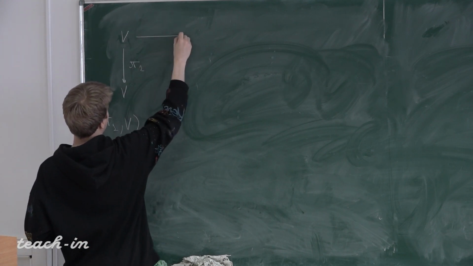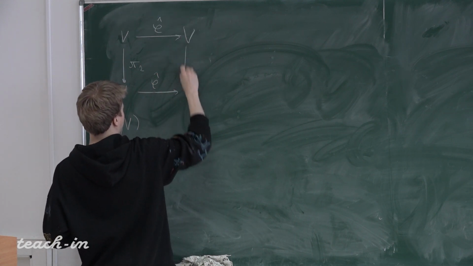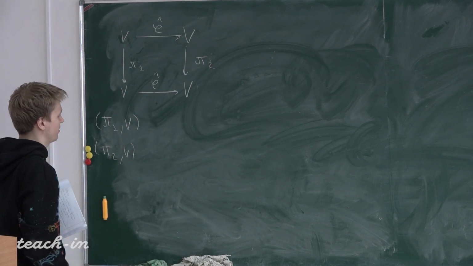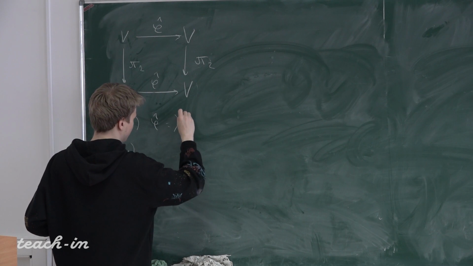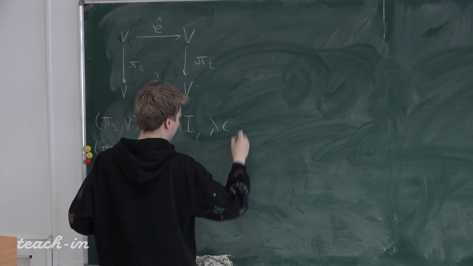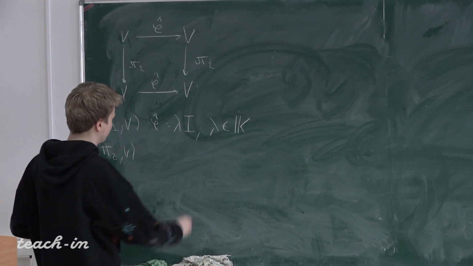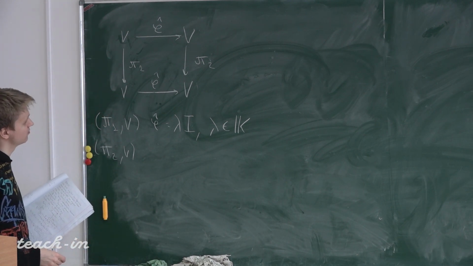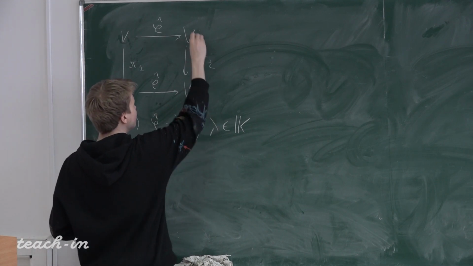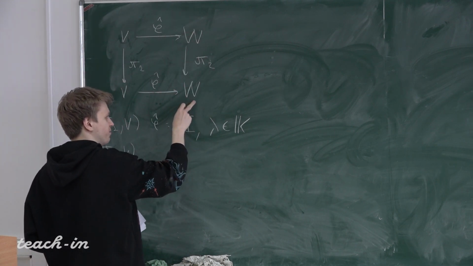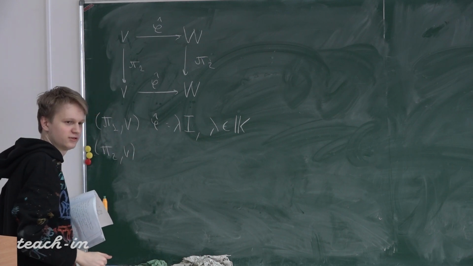And if we have an intertwining operator phi, such that the following diagrams commute, then phi is proportional to the unity. So phi is lambda I, and lambda belongs to the base field. V is the same space, but if you had two different spaces, then depending on the dimensions of these spaces, you would have either this or zero.